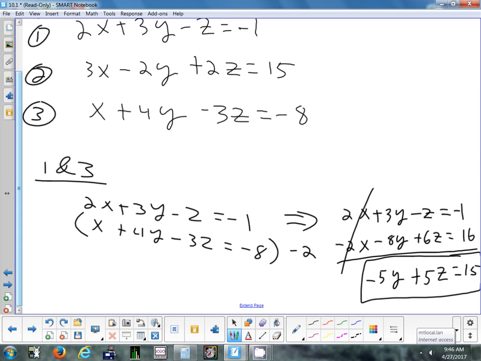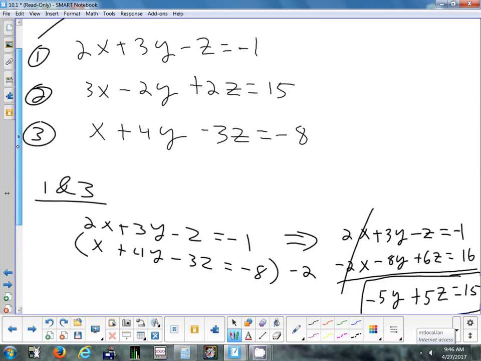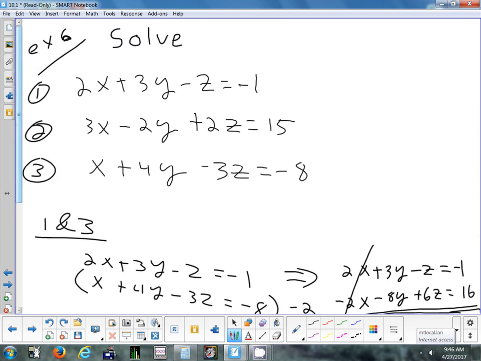If you want, now everything is a multiple of 5. You could divide by 5, and actually we can simplify it a little bit. You don't have to do that, but it's just going to make the numbers easier in a little bit. So I'm going to call that equation 4. All right, let's pick 2 other ones, and let's do the same thing. We have to get rid of x. What would be 2 other equations we could pick to get rid of x besides 1 and 3?